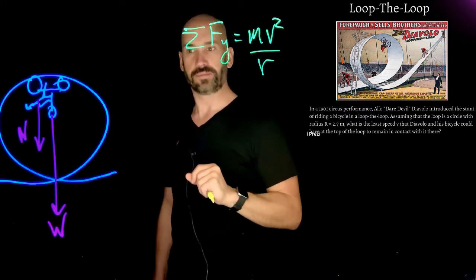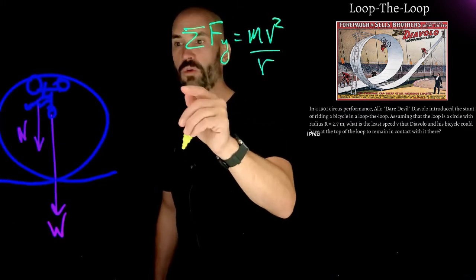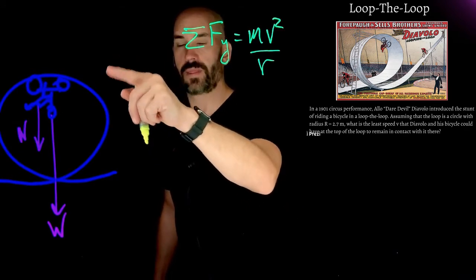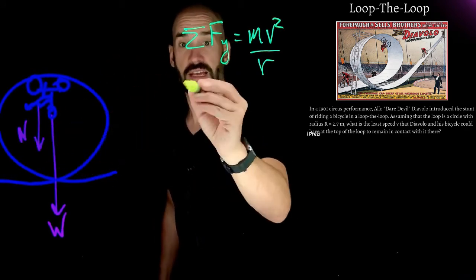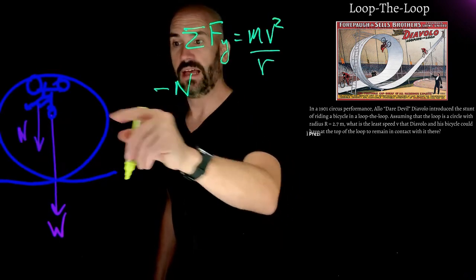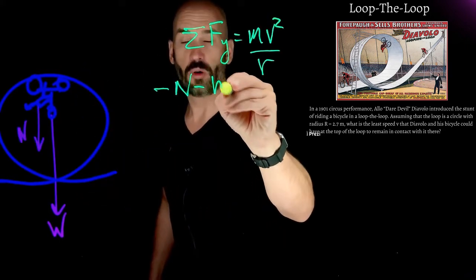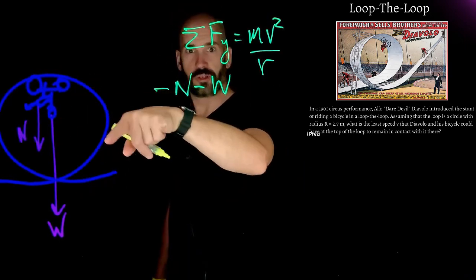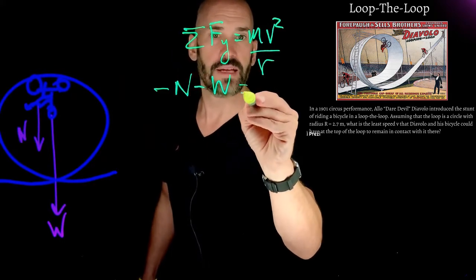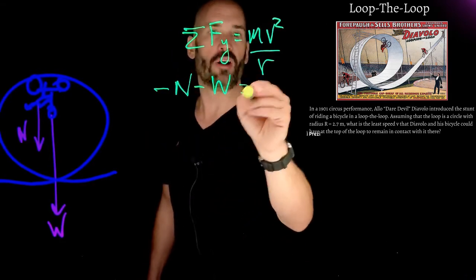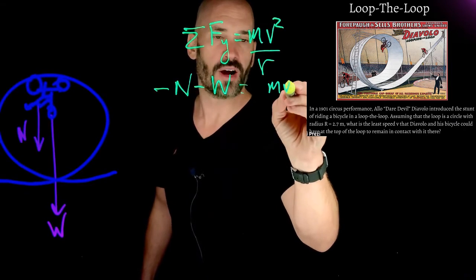Now, in this case, we have N, which is negative, so we have a negative N. And we have a negative W going down. We have nothing in the positive direction, correct? And that all has to equal mv squared over r.